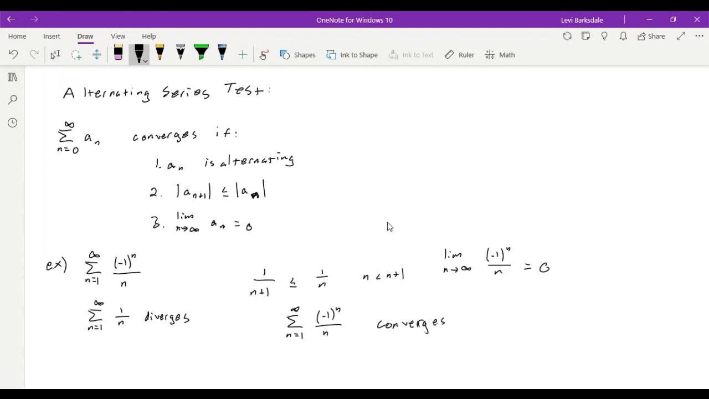And there is one other thing we should talk about, and that's conditional convergence versus absolute convergence. You'll notice that when we took the absolute value of this series, which came out to be this 1 over n, it diverged. So because the non-alternating version of the series diverges, we say that the alternating series converges conditionally.